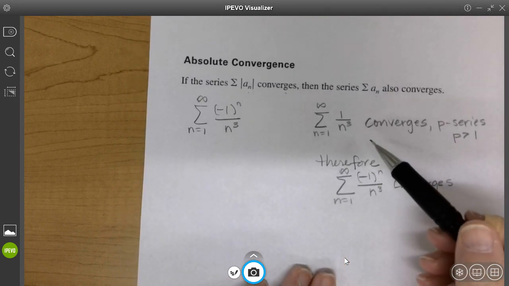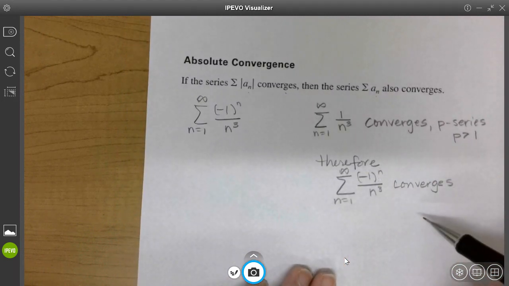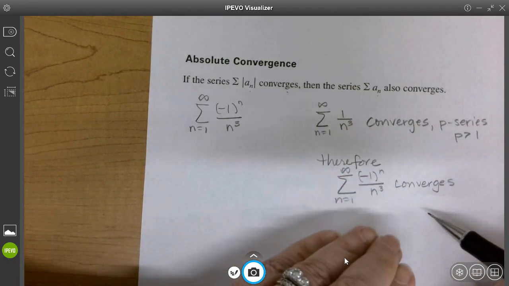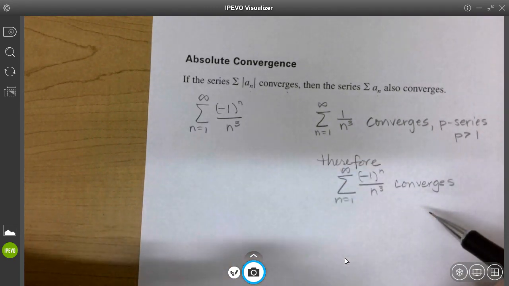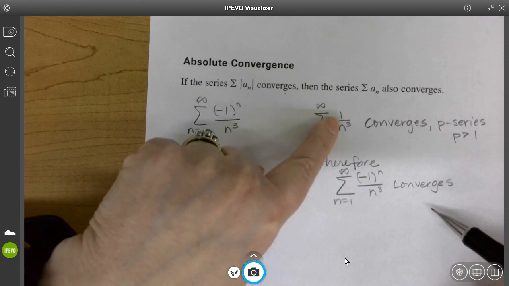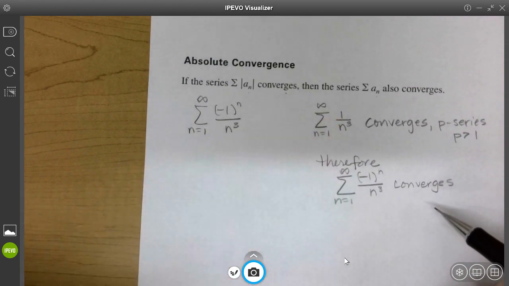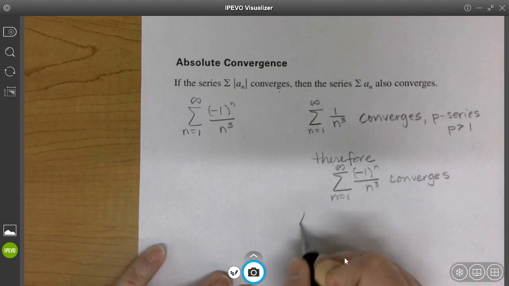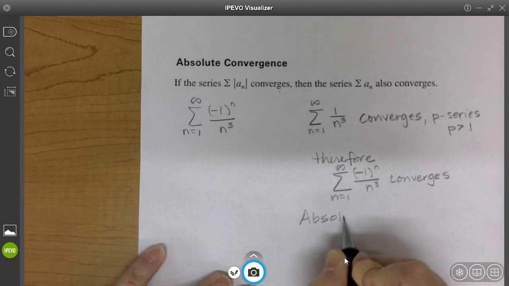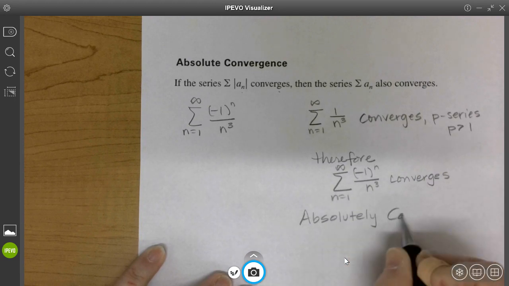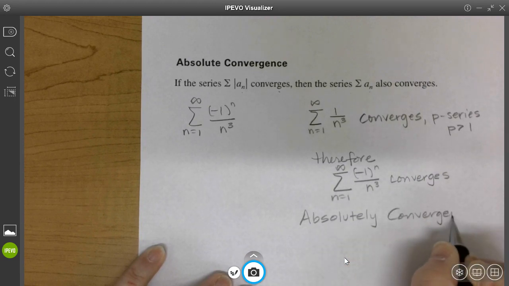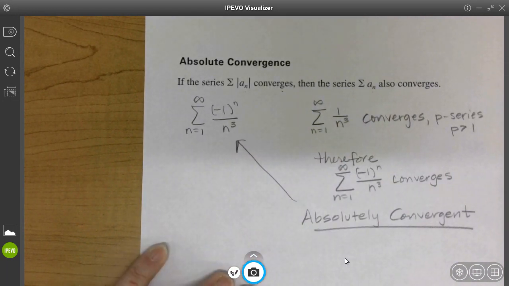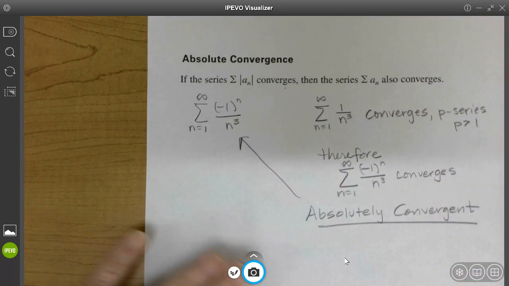So since the absolute value of it converged, the alternating will converge, because it'll be a smaller series. I have a positive term, negative term, positive term, negative term. When you add those up, that'll be smaller than just adding up the absolute value of all the numbers. So I hope that makes sense. And if this condition happens, they call this absolutely convergent. This series right here is absolutely convergent because its absolute value converges.